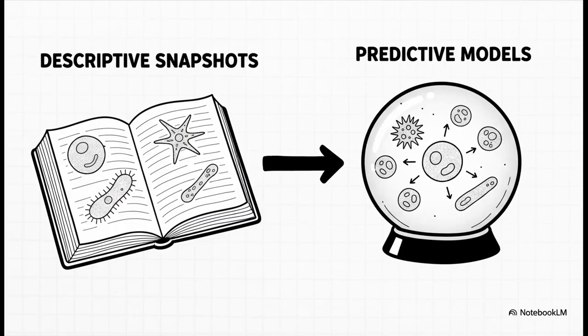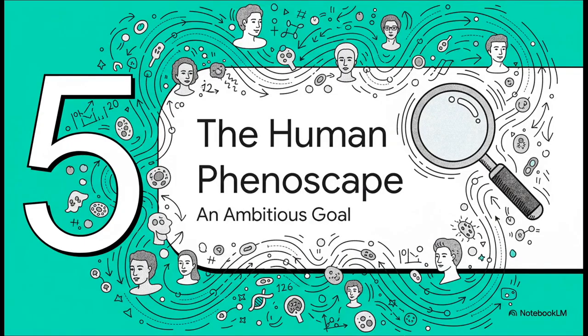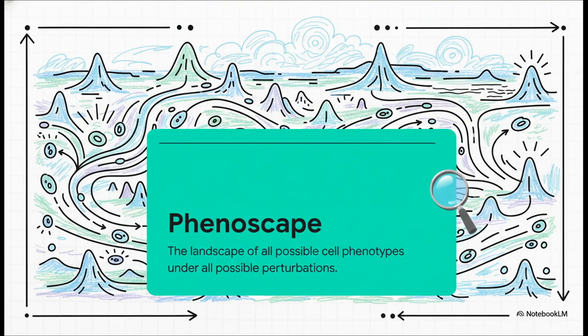This completely reframes the goal of a cell atlas. It's no longer just a descriptive dictionary, like a simple parts list for an organism. It's becoming more like a predictive manual that can tell us how these cellular components are going to behave under different conditions. The ultimate goal of this new perspective is, well, it's incredibly ambitious. It's nothing less than charting the entire human phenoscape. And what is the phenoscape? I mean, it's essentially the complete map of cellular potential. It's the comprehensive landscape of every possible cell phenotype that can be reached under every possible perturbation.